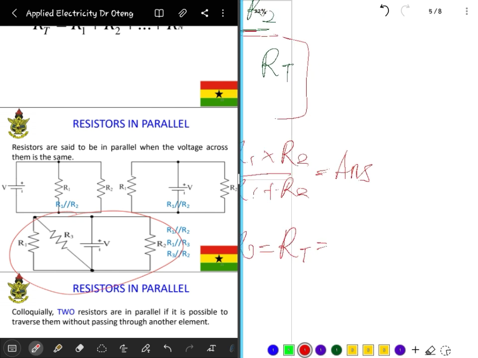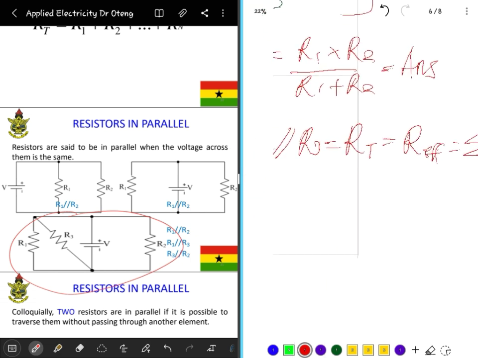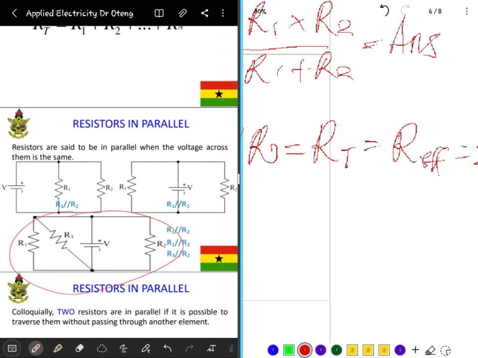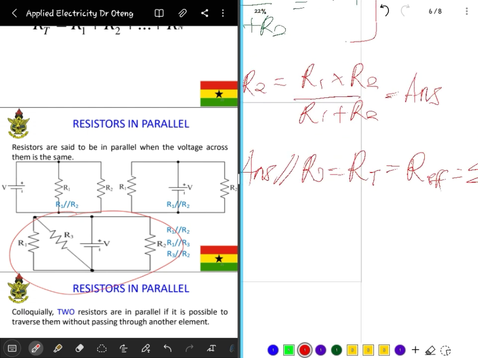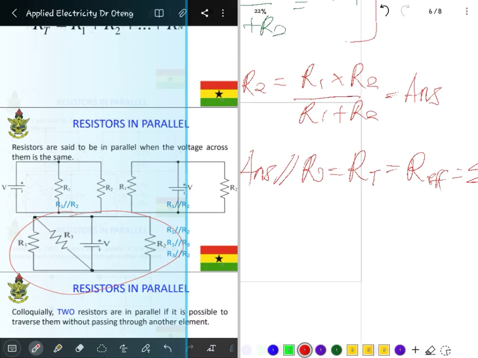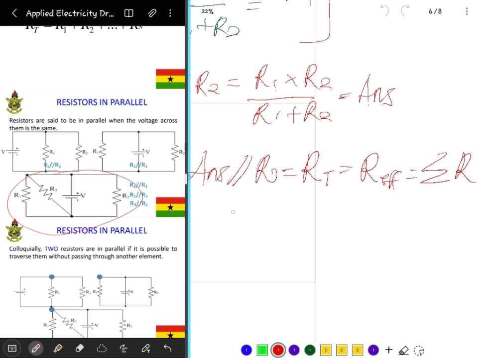At times we see effective resistance, or you can also see the sum of the resistance. What you get for this is R, so RAS, because that's what we had here, times R3 all over RAS plus R3. Yes, so that's it.